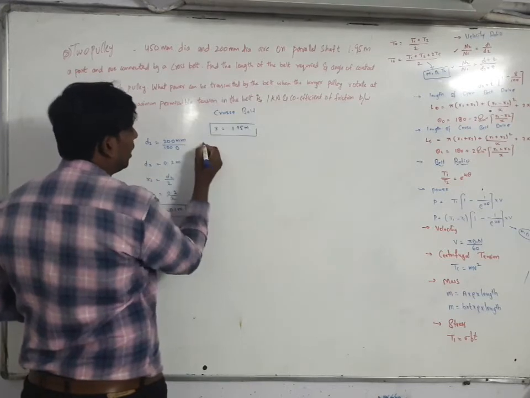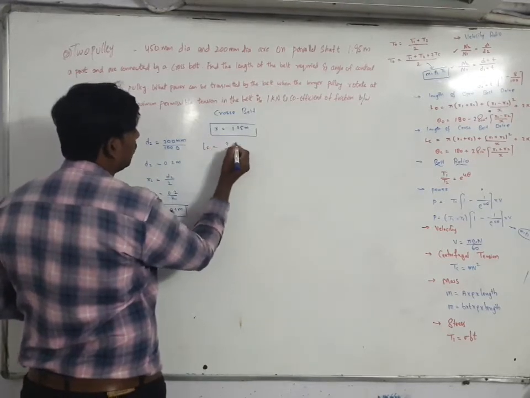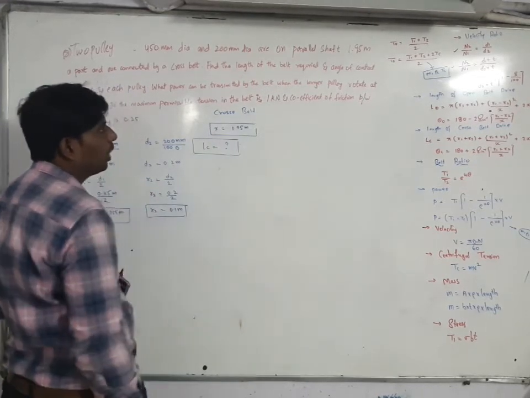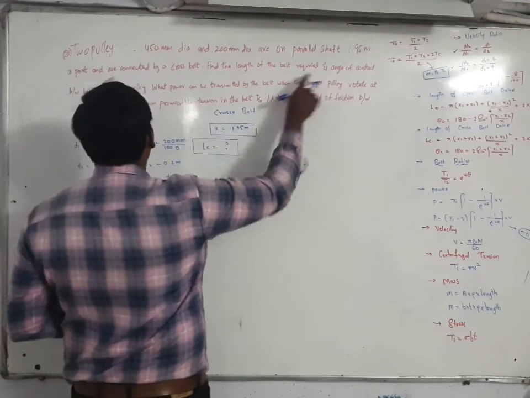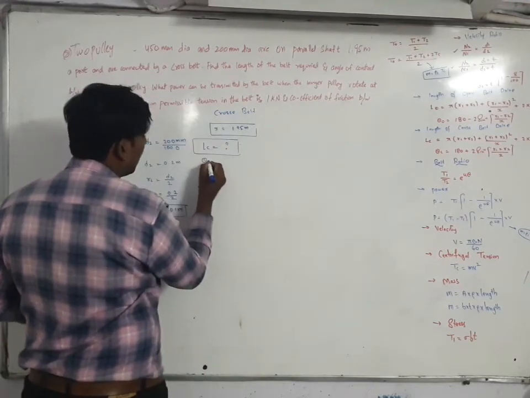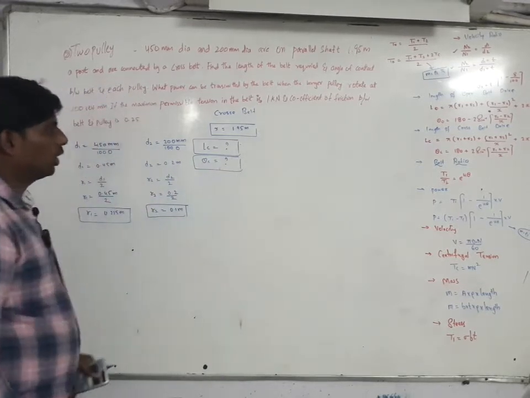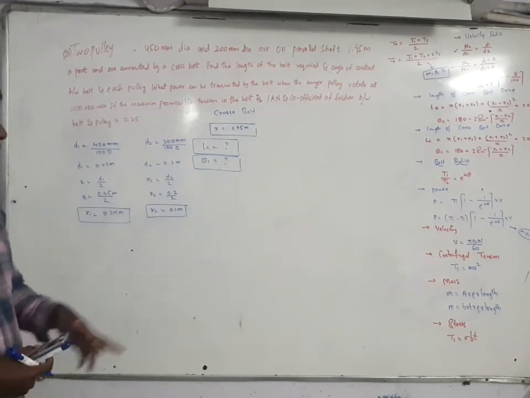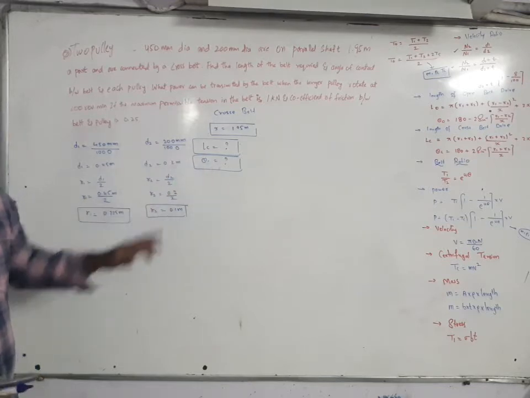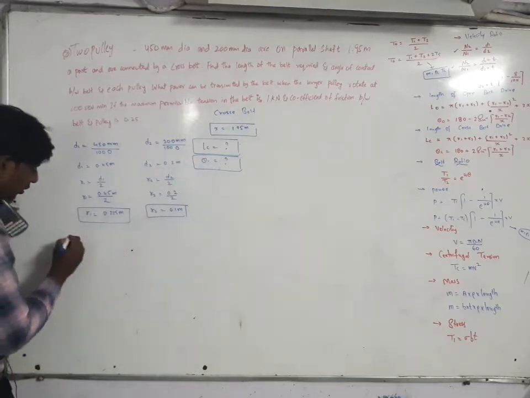Find the length of a belt. He is asking to find out the length of a cross belt and the angle of contact. These two things you have to find out. First you have to find out the length of a cross belt and then the angle of contact. So first, the length of a cross belt.